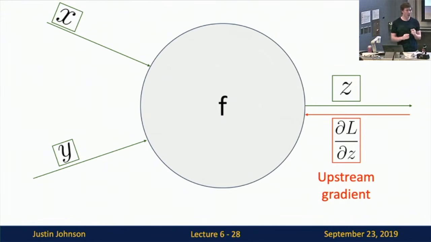That is, how much this loss, which may be very far away from this node, somehow we're going to be told how much this very far away loss will change if we change the local output of our node by a little bit. And that's exactly what this upstream gradient, dL/dz, tells us.